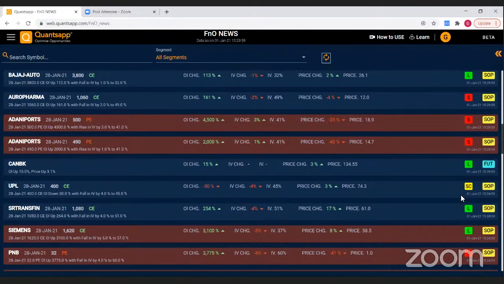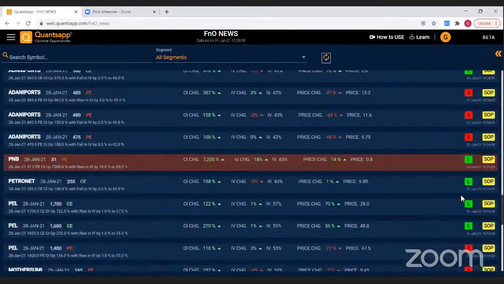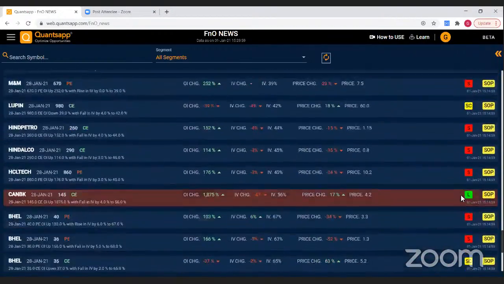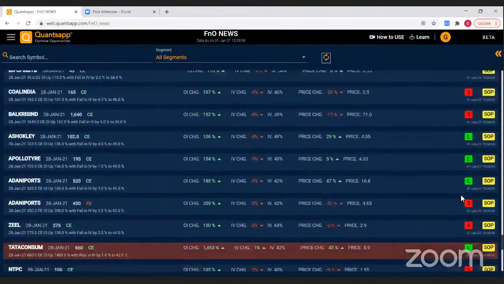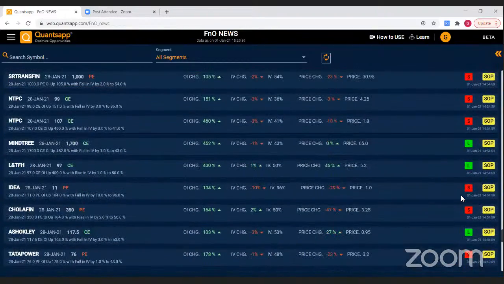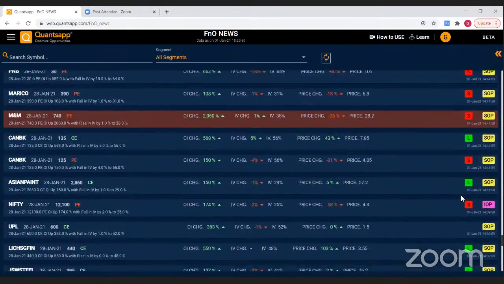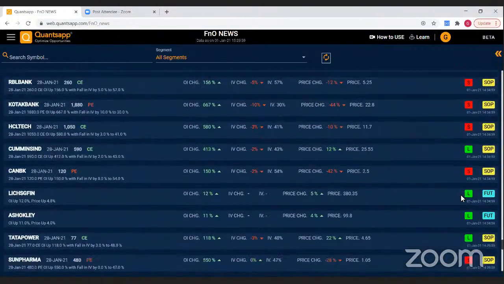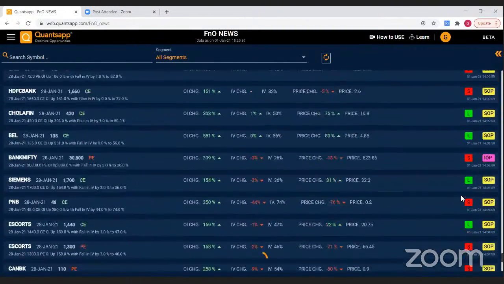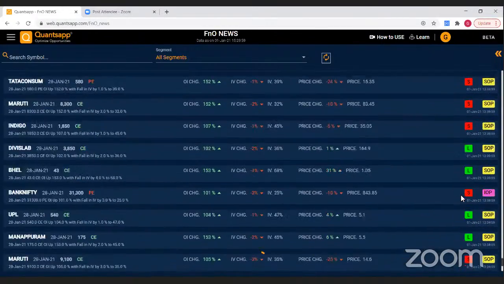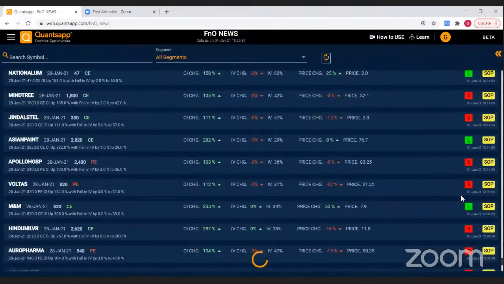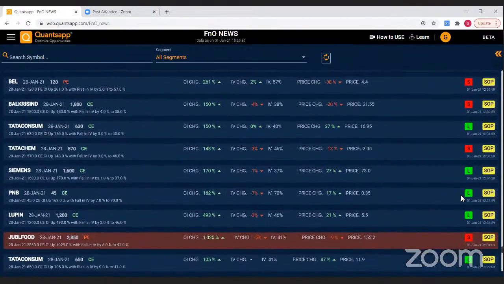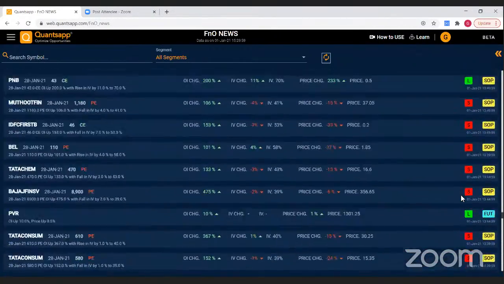So long unwinding is when the price and OI are both declining. So let's see if there's any strike which is in long unwinding. And then short covering. Short covering is a time when prices are actually going up, but OI is declining. So all the shorts are getting covered up.